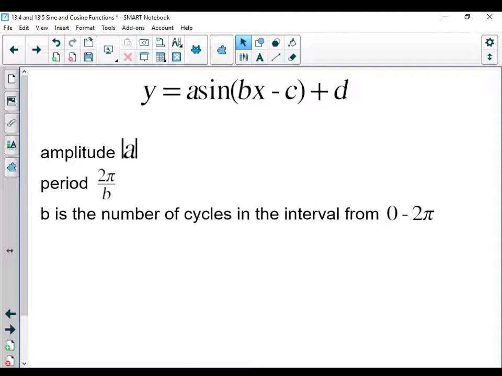The period of the function can change if there's a B value in front of X or theta. If there's a number of some sort in front of X, or if they use theta, then you would put 2 pi over B. And B is the number of cycles in the interval from 0 to 2 pi. So how many of those little loop-de-loops do I have to do from 0 to 2 pi? The first one we did, it only is 1.